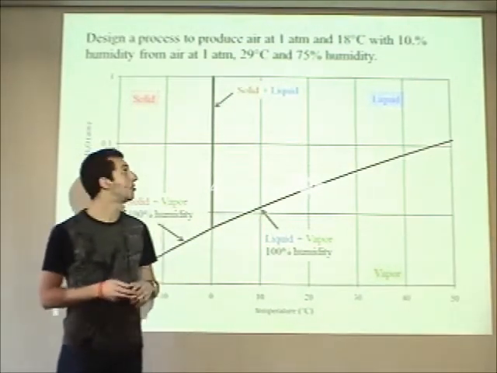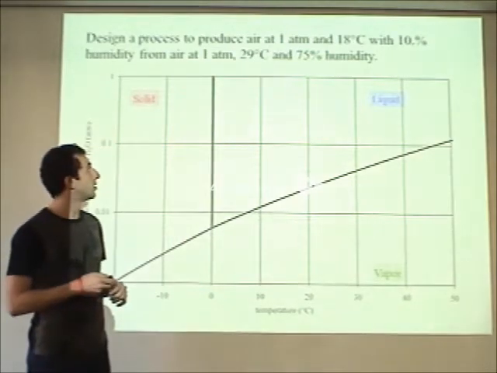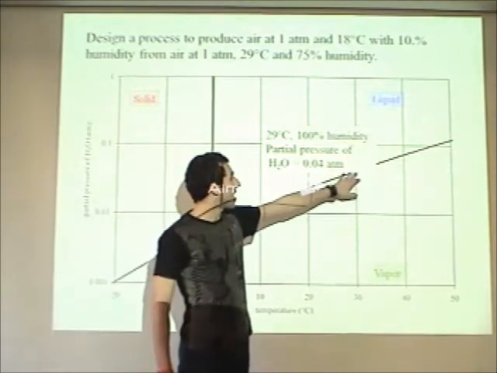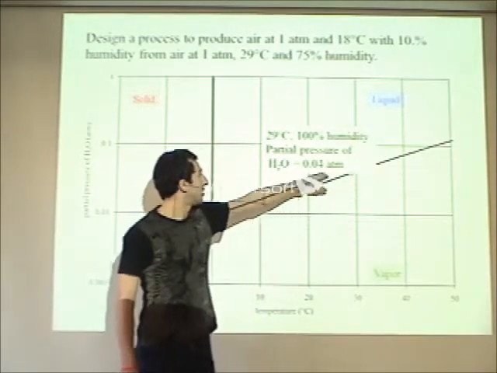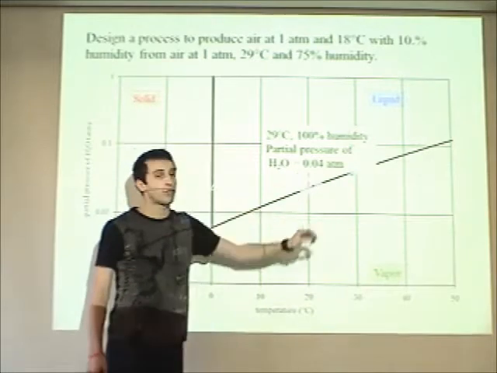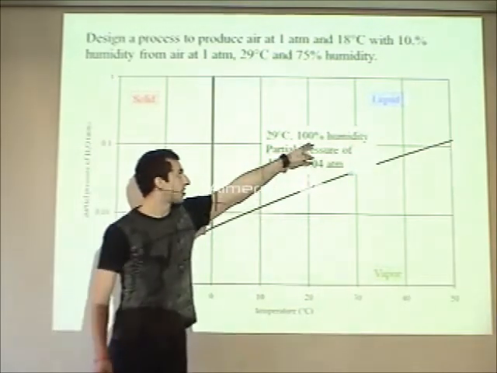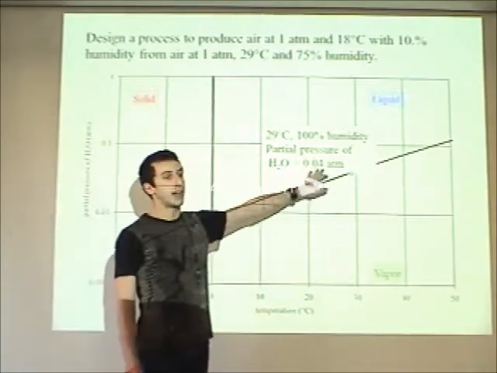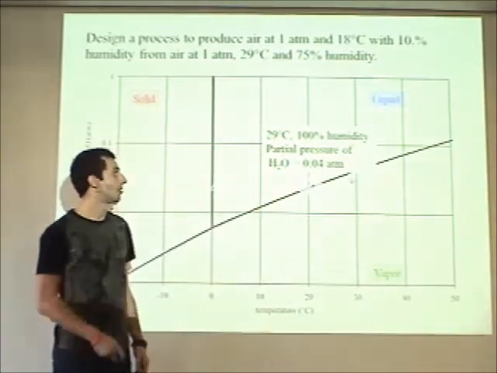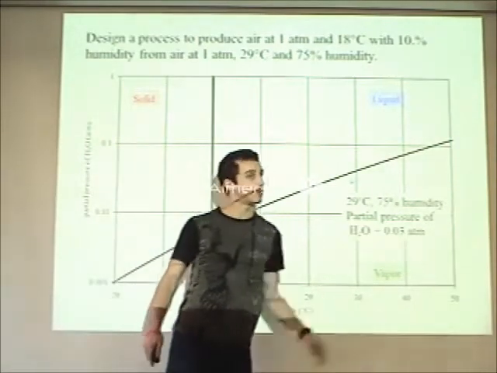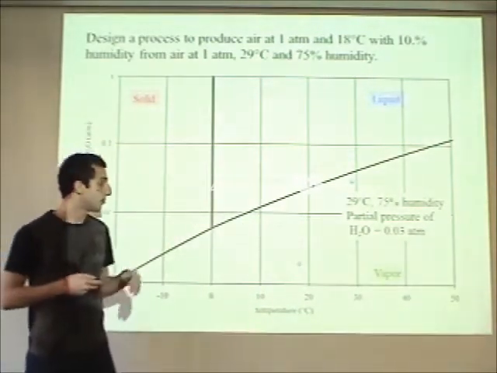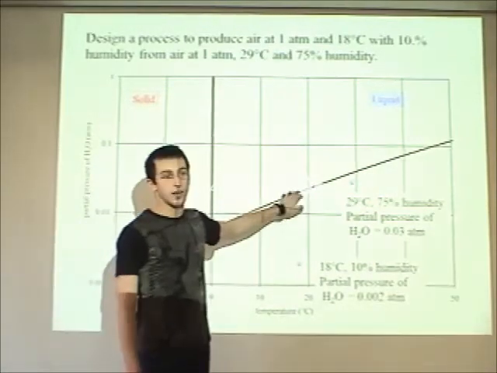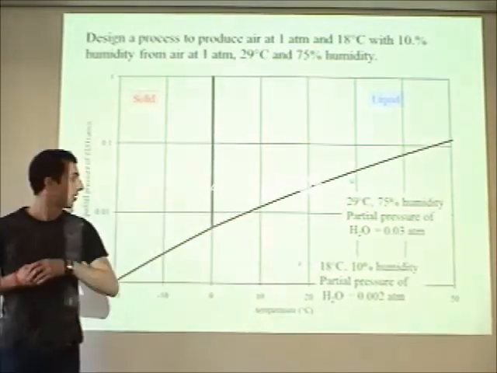Okay, so now we're going to find our 2 points that we're trying to go between. At 29 degrees, we have a vapor pressure, partial pressure of H2O, of 0.04 atmospheres. So that's 100% humidity. So if we're at 75% humidity, we're going to be at a partial pressure that's 3/4 of that, so 0.03 atmospheres. We can do the same thing for 18 degrees C. It's just going to be 10% of whatever the vapor pressure is at 18 degrees C.